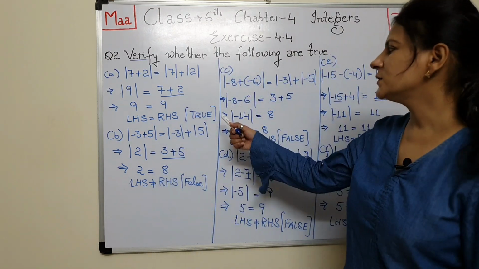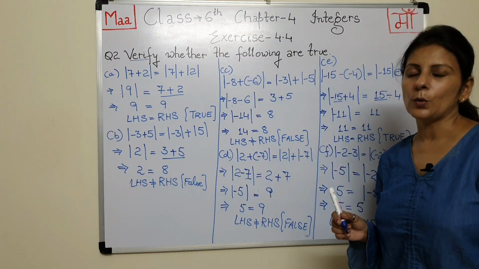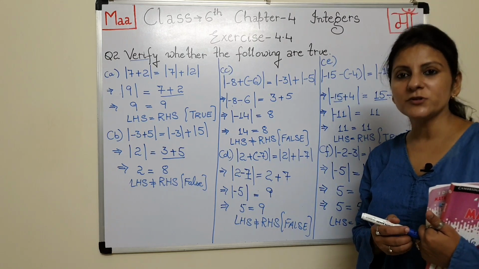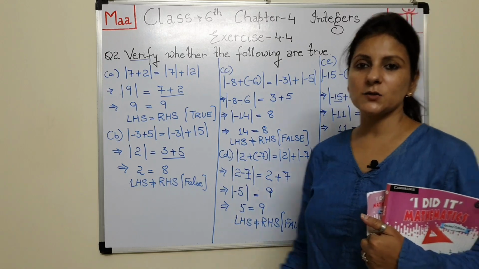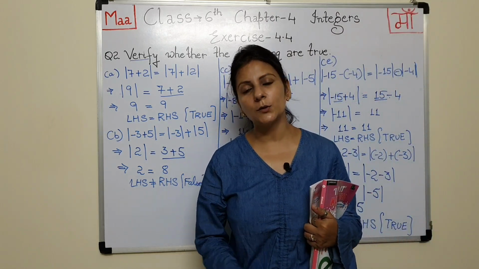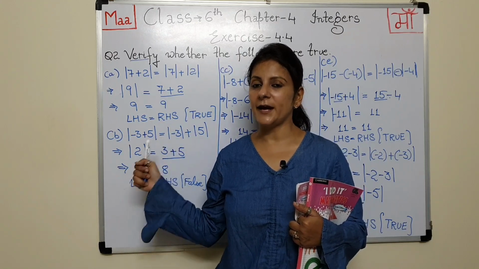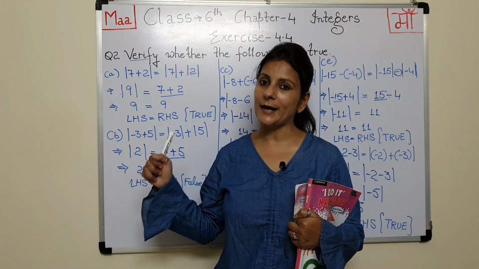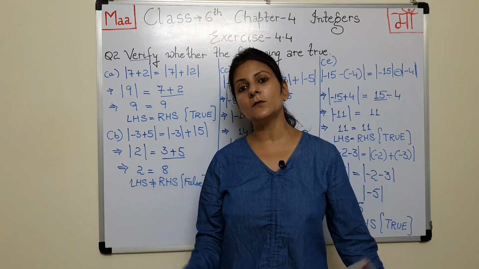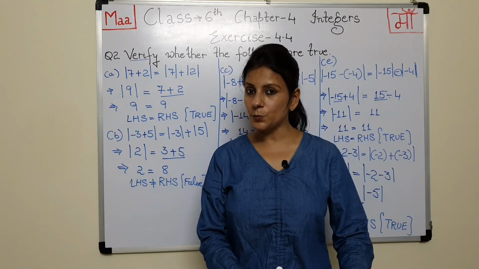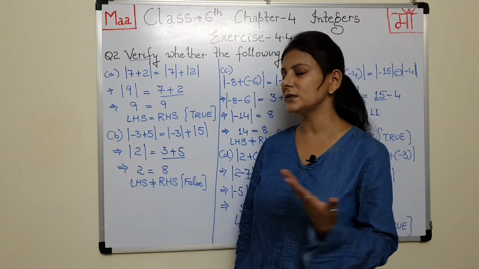Okay students, so this was part A to part F of question number 2, and that was all about exercise 4.4. First question, it was asked to find the absolute value, and the second question, it is asked to verify the given parts, and for verification you have to see that LHS is equals to RHS or not. So question number second is also depend on the absolute value. So if the absolute value is clear to you in question number first, then you can easily do this question number 2 also.